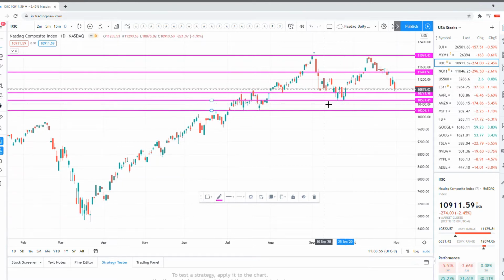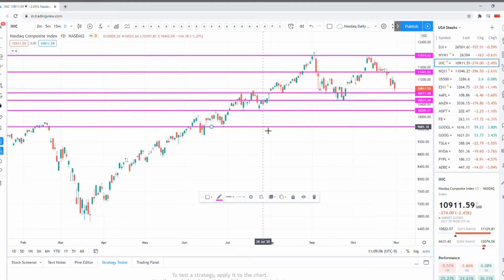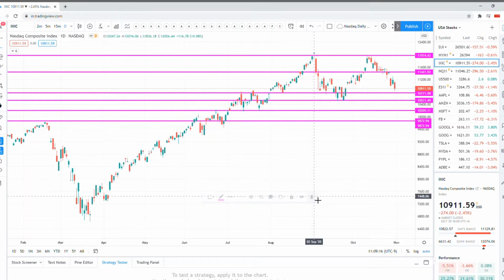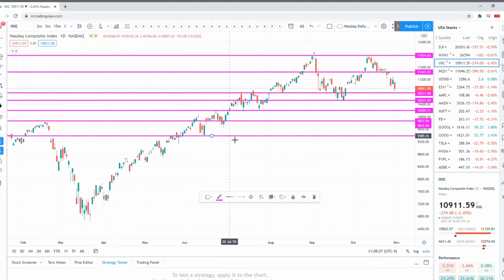Yeah, it has taken support twice over here. So that'll do in my case. This is one more support level. This is one more support level. It has taken support over here. This is one more support level.